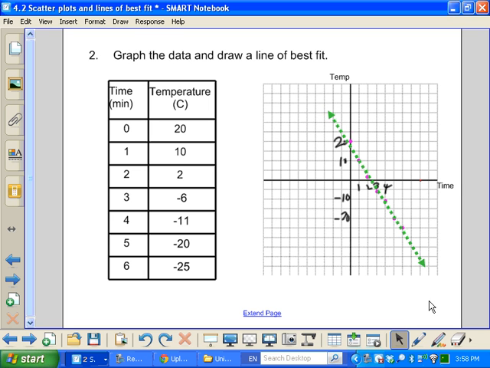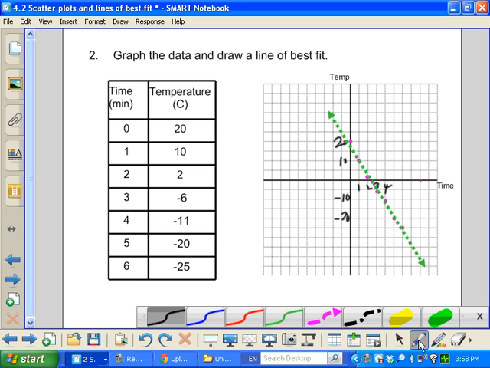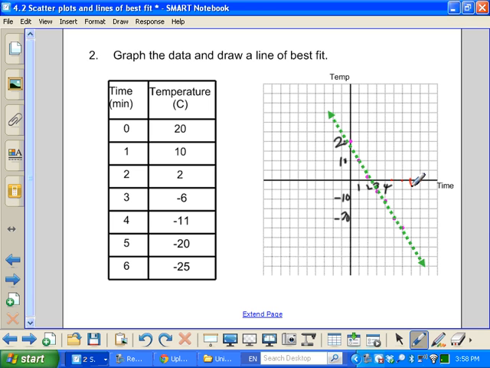Here's the information. What's neat about this is that we could make predictions based on this information. I could ask, what will happen at minute number 7? I could just count up over here, 1, 2, 3, 4, 5, 6, 7. And if this is 7, I could count down and take a look at where this green line is at 7 minutes and look at what the temperature is based on my line of best fit, because my line of best fit models that information.